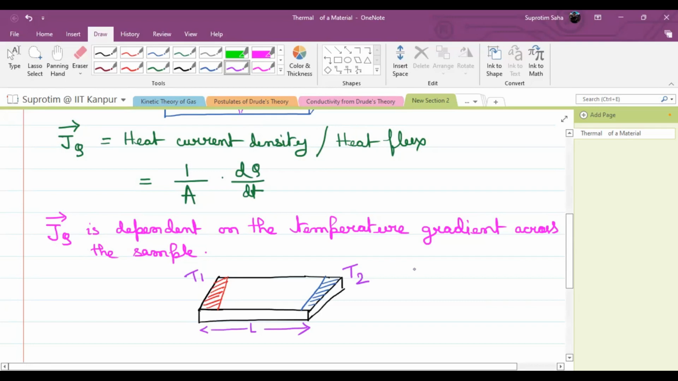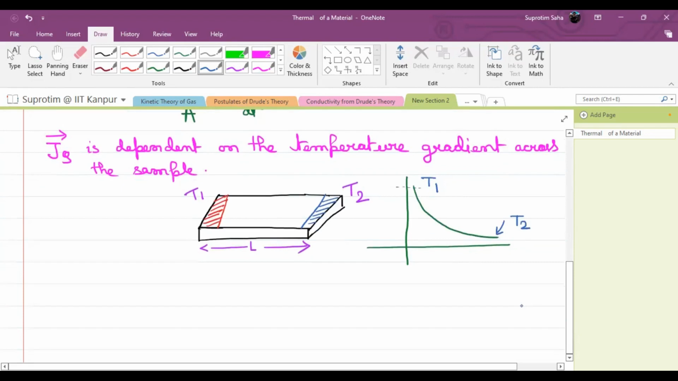If you draw a graph of this T1 and T2, this is the graph. This is the variation of temperature across the sample. So this is your T1 and this is your T2. If this gradient is large, the heat flux will also be large.